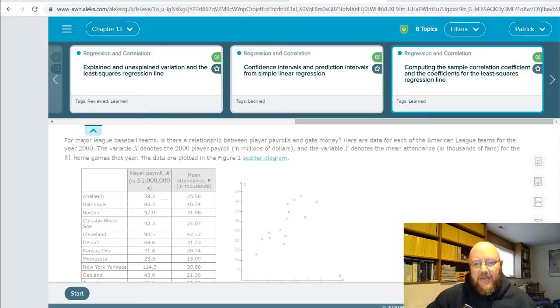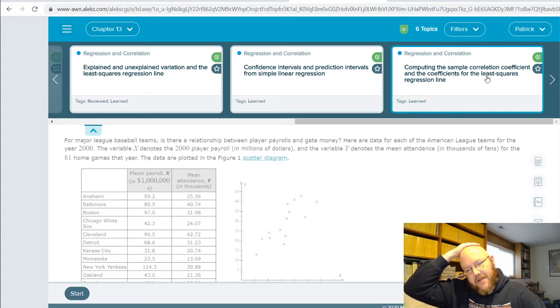Hey folks, Pat here. I got a chapter 13 question that I need to cover in a little bit more detail, and that's this monster: computing the sample correlation coefficient and coefficients for the least squares regression line. Now, I consider this to be the challenge problem in chapter 13.